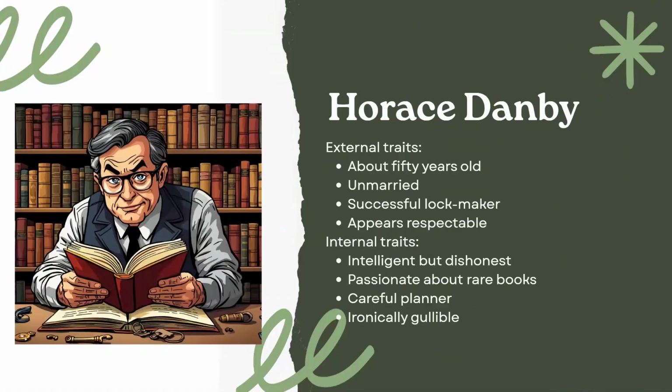Horace Danby appears respectable, around 50 years old, unmarried, a successful lockmaker, but internally he is dishonest, passionate about rare books, a meticulous planner, but emotionally vulnerable. He steals annually to support his hobby. For exam tips, he is a sympathetic criminal, not a typical thief.